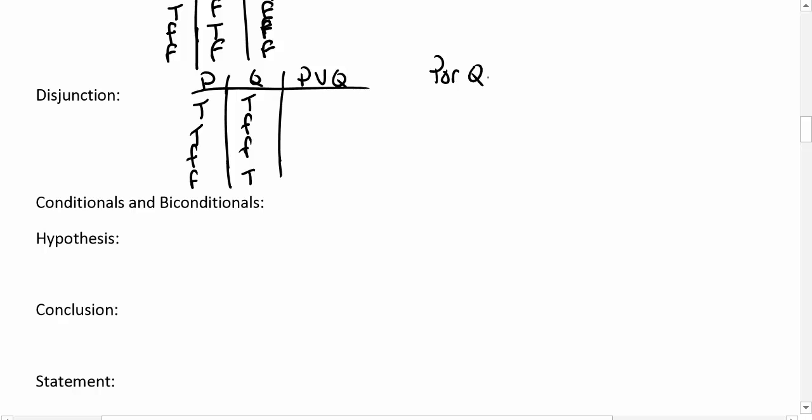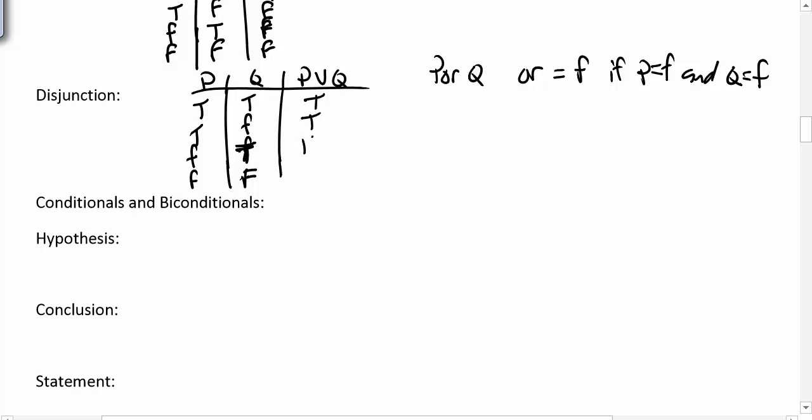So the or is false if P is false and Q is false. Otherwise it is true. So if P and Q are both true, there's a true there. If one of them is true, the or statement is true. Since there's one truth, that's true, and if both are false, then the or statement happens to be false.